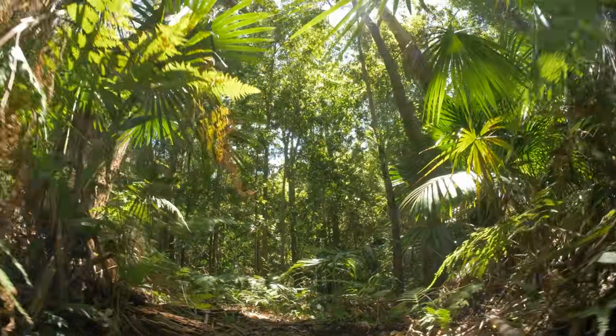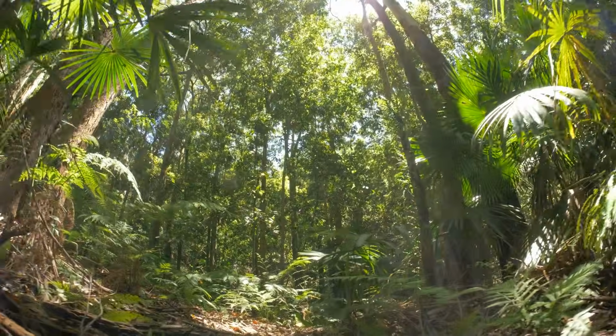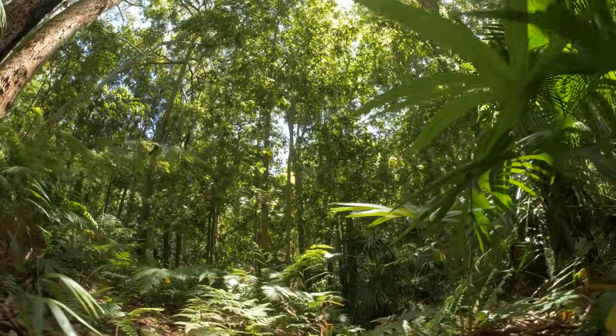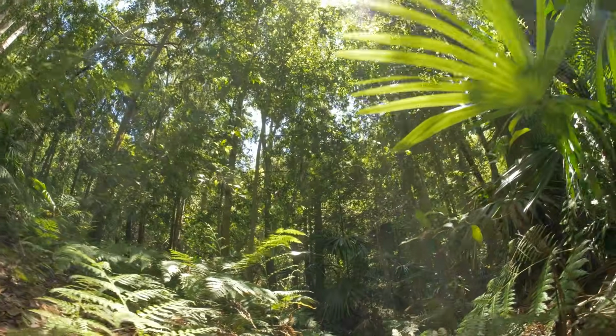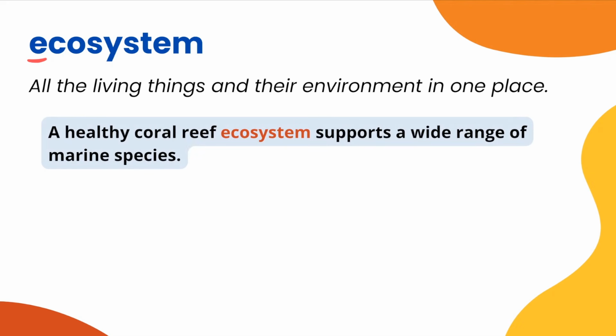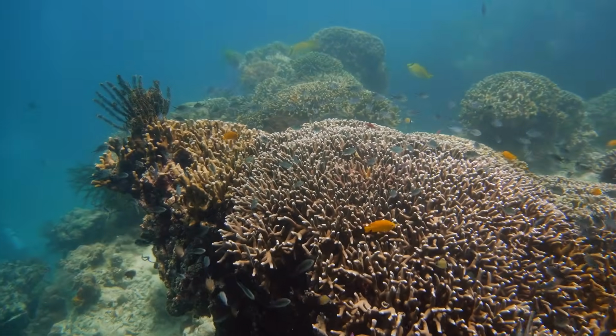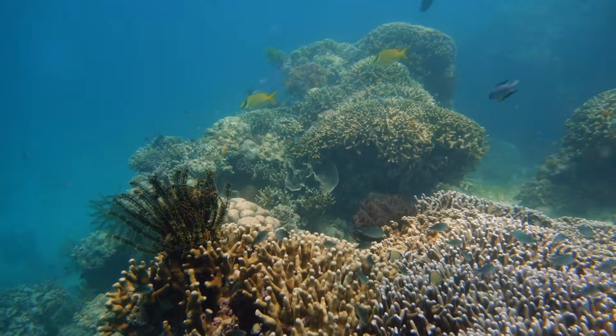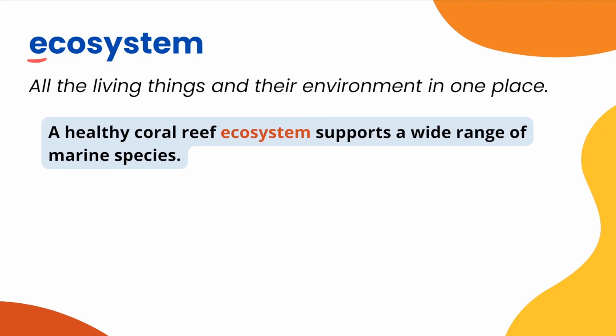We often talk about ecosystems. For example, a jungle. So a jungle ecosystem includes all the animals in the jungle as well as the plants and the trees. Here are some example sentences. A healthy coral reef ecosystem supports a wide range of marine species. So the ecosystem has all these different marine species: fish, shells, maybe sharks.